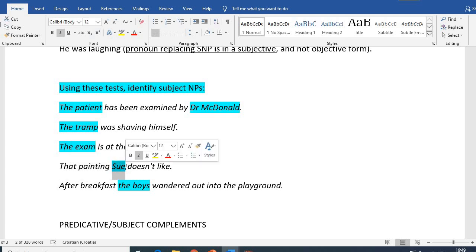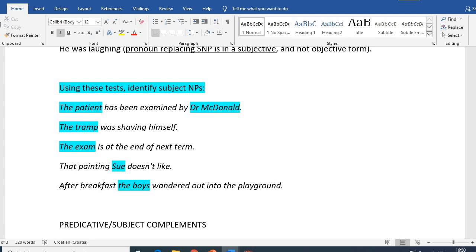But with Sue, if you try these three, you will say, okay, we have she doesn't like that painting, so it's she, it's not her. Then we can use inversion, like does Sue or doesn't Sue like that painting, and we have congruence, we have agreement. Because of the third person singular, the verb is does and not do. So you can syntactically prove that this noun phrase is the subject of this sentence.